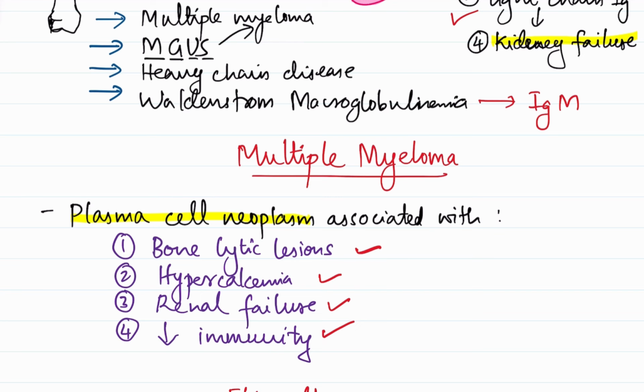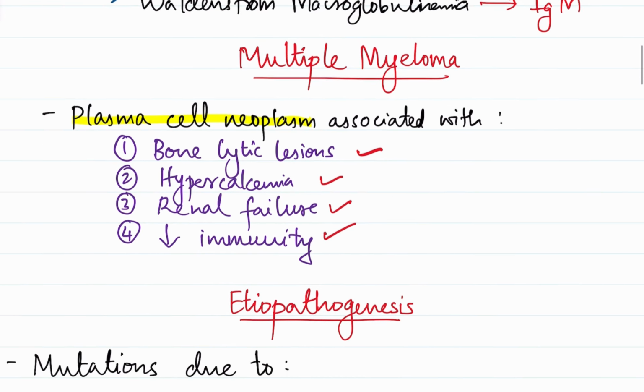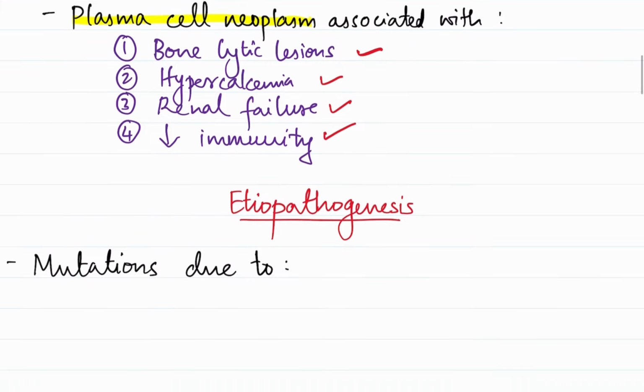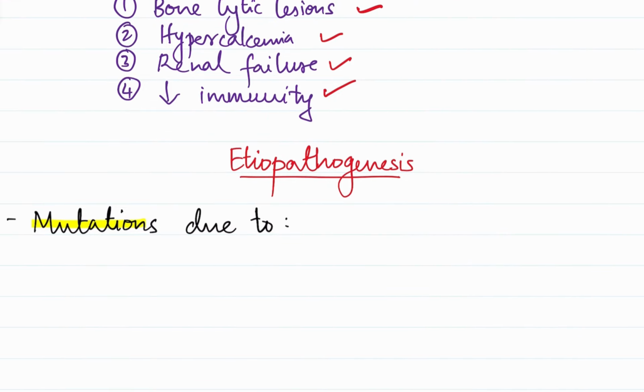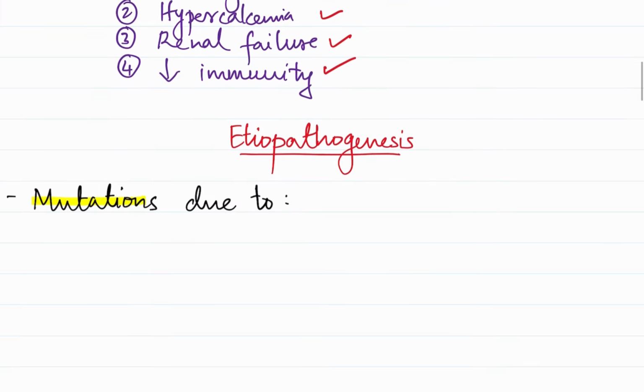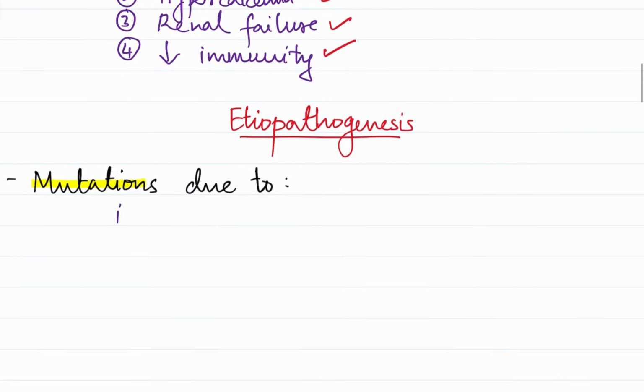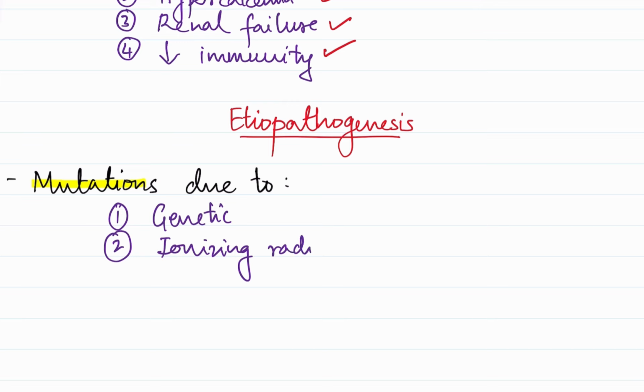Now let's move on to the etiopathogenesis. So we know that cancer occurs due to mutations, right? Now what causes mutations? What are the reasons for the mutations in a plasma cell in multiple myeloma? So there could be genetic factors. The mutations could be inherited, or it could be due to ionizing radiations. It's the usual etiology for all mutations, it's common. Or it could be due to chemicals.